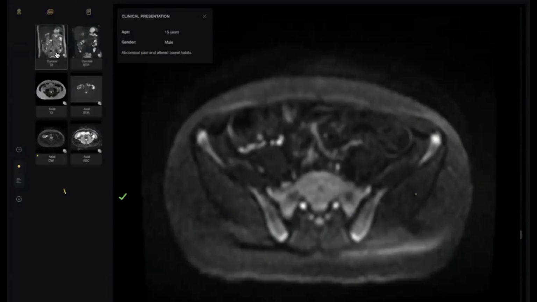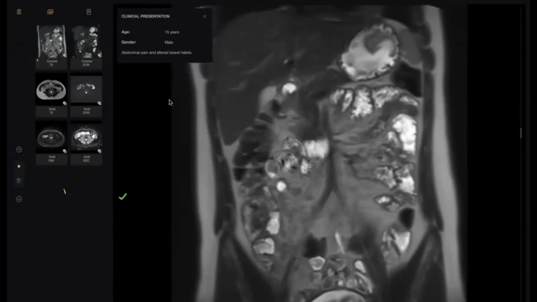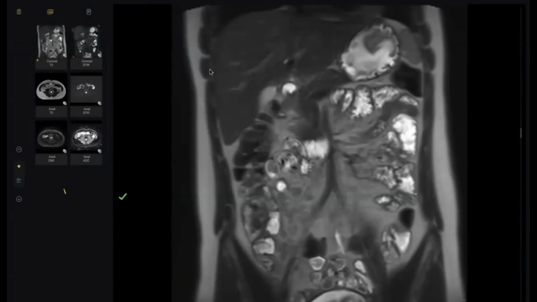Next candidate. Yes, sir. Doctor, this is a 15-year-old male patient presented with abdominal pain and altered bowel habit. Could you request control, please? Yes, sir, I requested. One second, because there are many annotations.